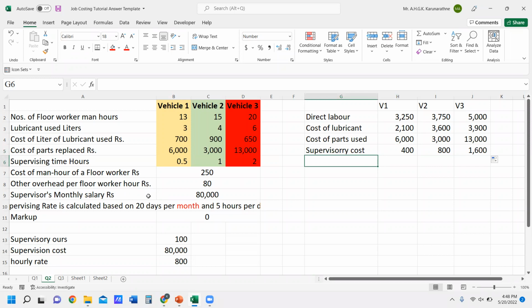Any other cost? Supervisory cost considered. Then overhead cost, other overhead costs is there. Other overhead costs.